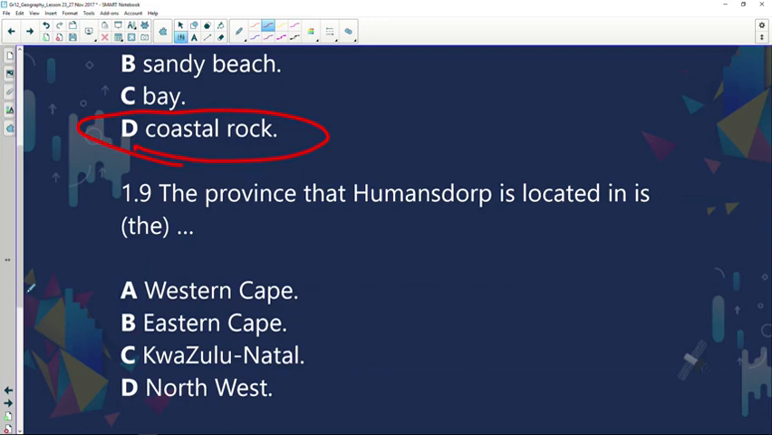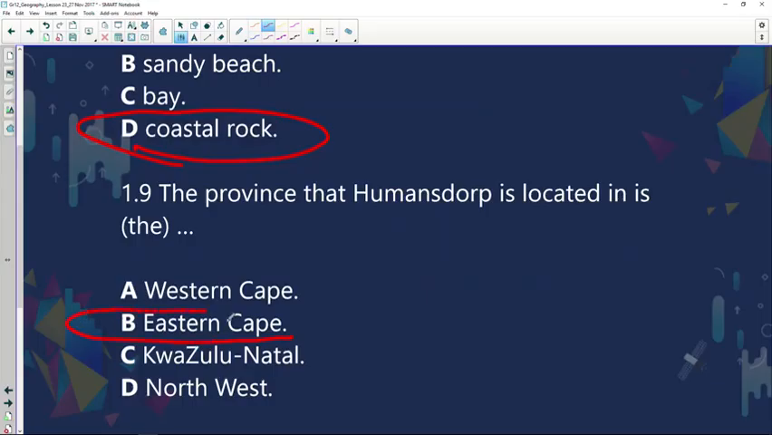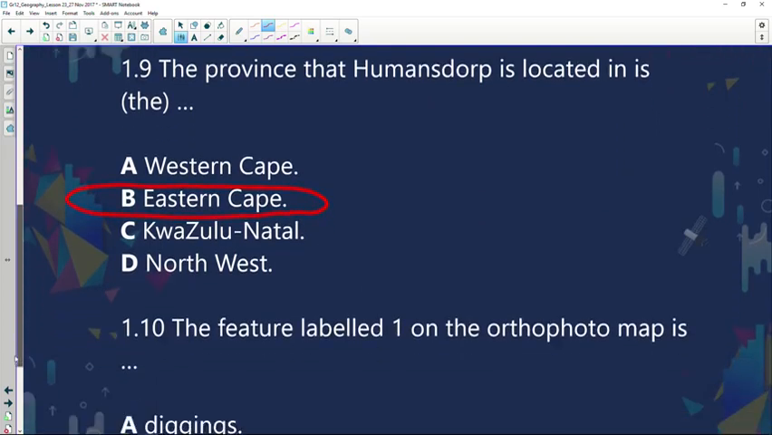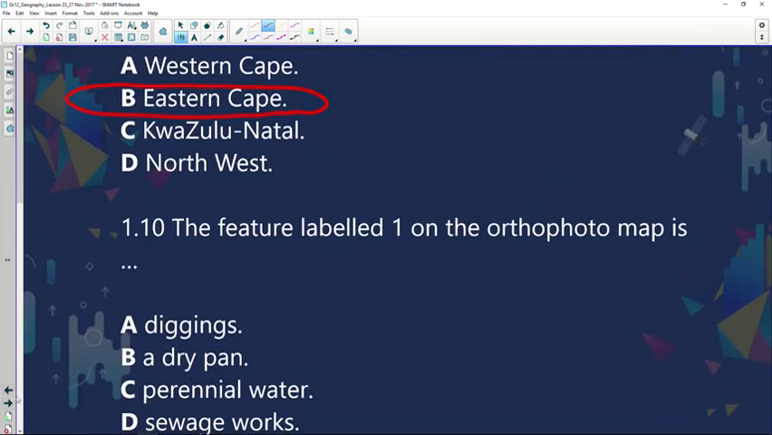Now, the province that Humansdorp is located in. Now, we just discussed it. If you look at the inset they gave us about Humansdorp, telling us about the population, they told us that one of the cities very close by is 50 kilometers away. That's Port Elizabeth. And if you look where it's been indicated on the map of South Africa, that's where you will find it. And that is the Eastern Cape province. Okay, so the correct answer will be B.